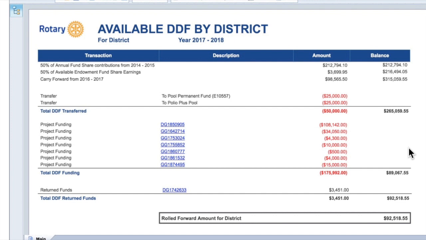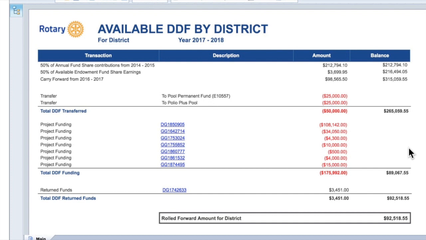At the end of a 3-year cycle, your district can then use those DDF funds to pay for the foundation or club or district projects of your choosing. Up to 50% of the DDF must go towards district grants, and the rest would be for global grants, your Polio Plus, and your Peace Centers, or in fact, you can gift those to another district for their projects.